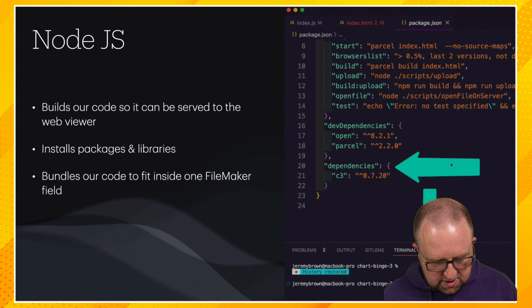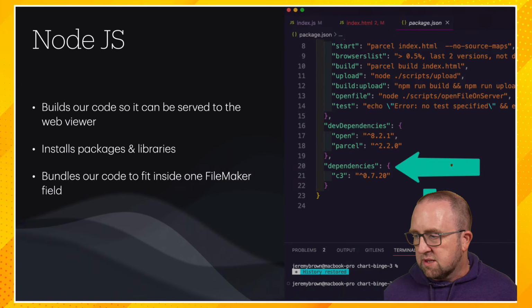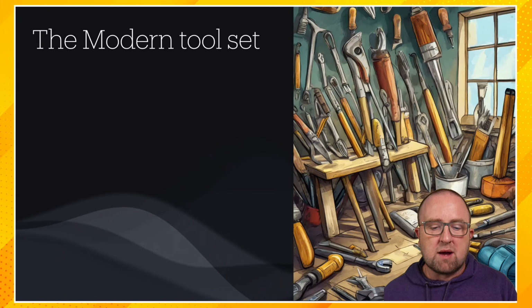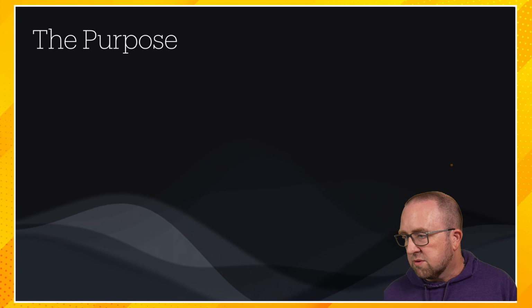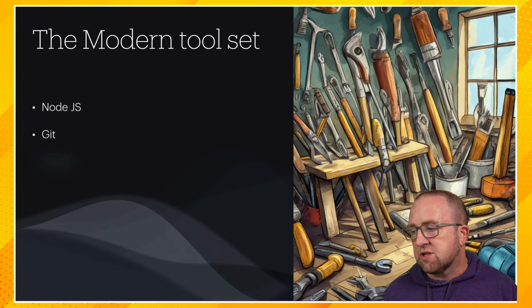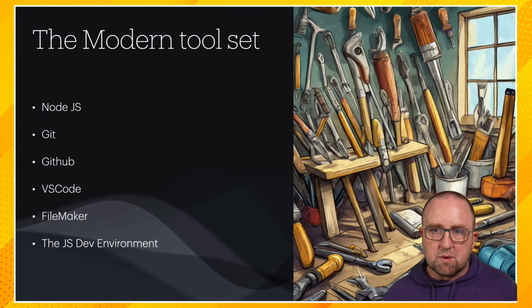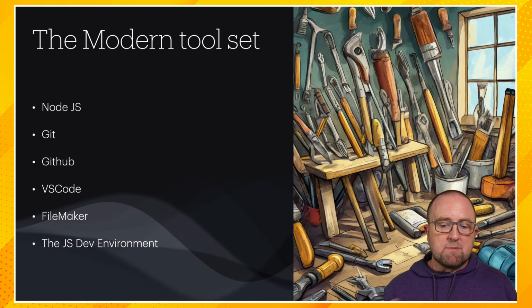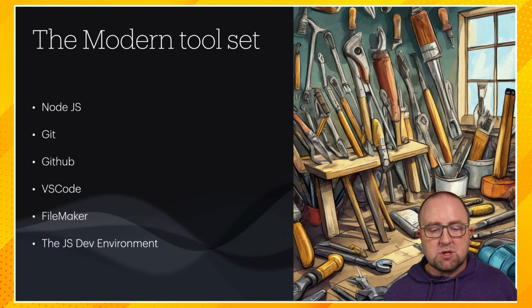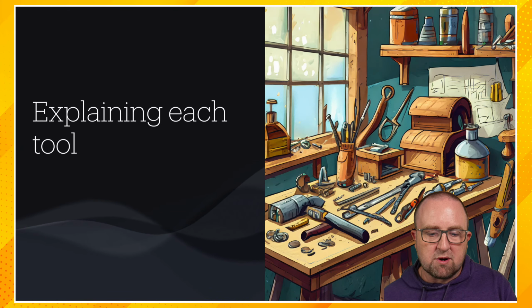So for you, Jonathan, we're talking about the JavaScript. We're talking about the modern tool set that FileMaker developers can use to create widgets as efficiently as possible. And there's quite a few here. At least one of them you're familiar with. You may be familiar with the others. But the goal is to use these together, some under the hood on your machine, some of them you're working in, to as efficiently as possible write a widget for FileMaker.